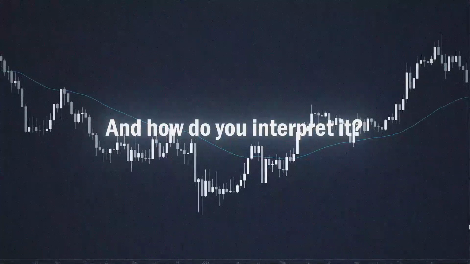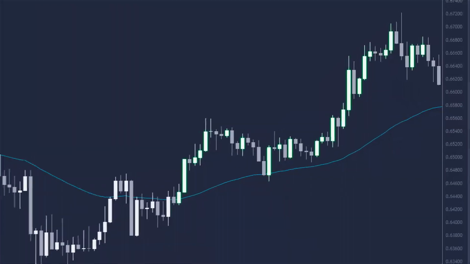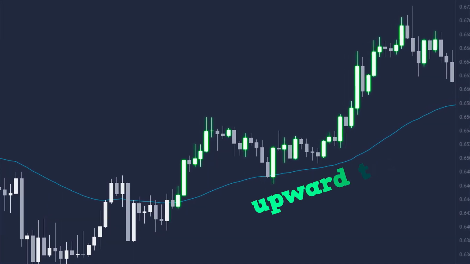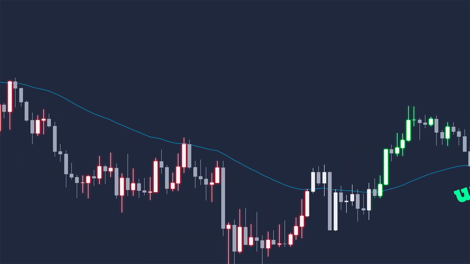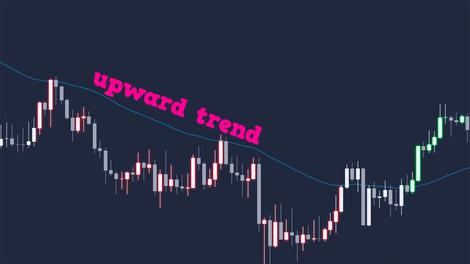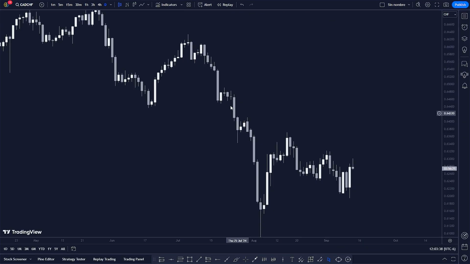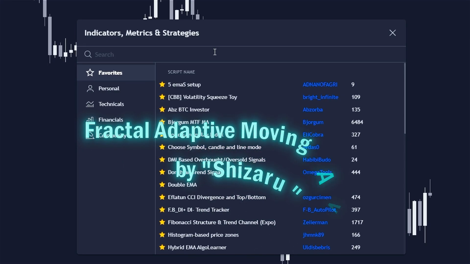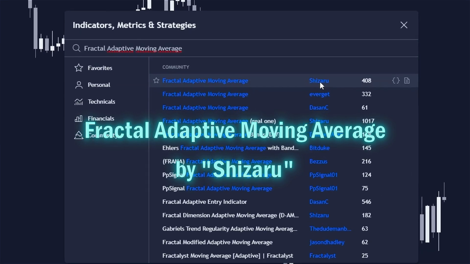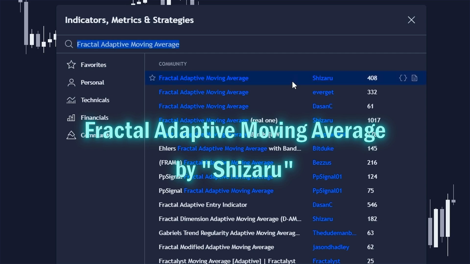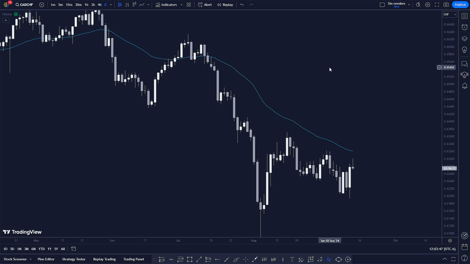And how do you interpret it? Very simple. If the price is above the FRAMA line, you're in an uptrend, and if it's below, it's a bearish signal. It's that easy. There are many versions and variants of this adaptive moving average, but we will use the version from user Shizaru. Search for Fractal Adaptive Moving Average.